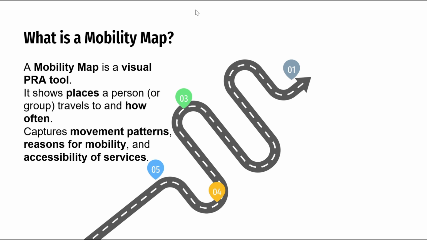Now, one of those tools is the mobility map. This tool shows where someone goes, like schools, markets, or hospitals, and how often they go there. So imagine someone sitting down and drawing their daily or weekly routes on paper. You start to see who moves where and why. It's great for spotting things like how accessible services are, what places are visited often, and whether men and women move differently.